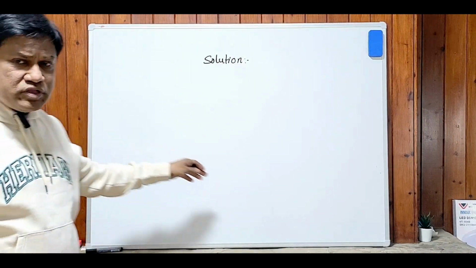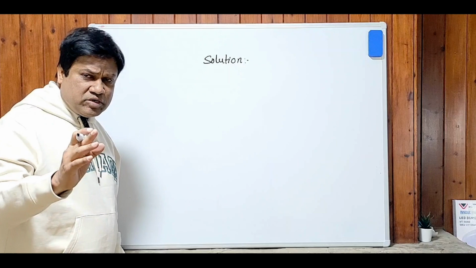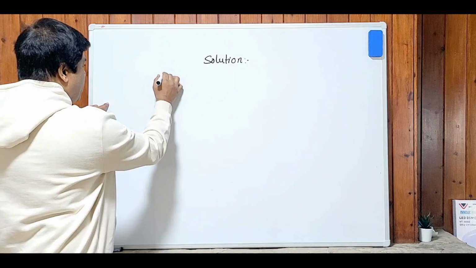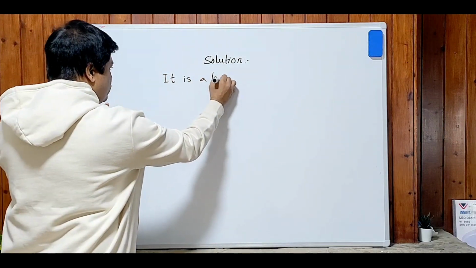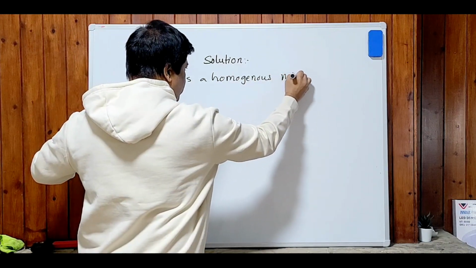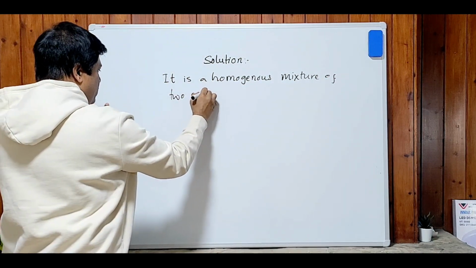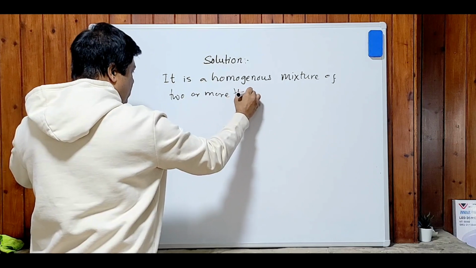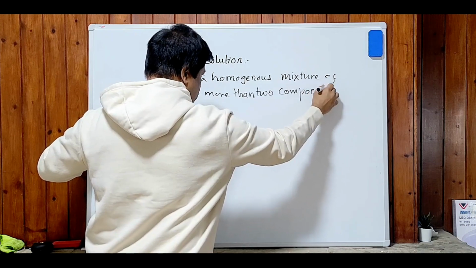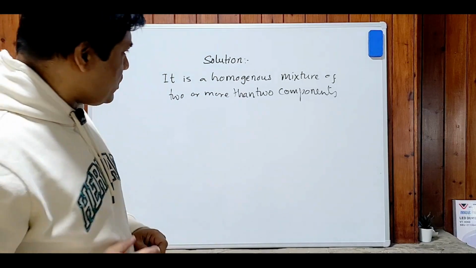Any idea about the solution? What is meant by the term solution? It is a homogeneous mixture of two or more than two components. Let's see what the components are. So it is a homogeneous mixture of two or more than two components.